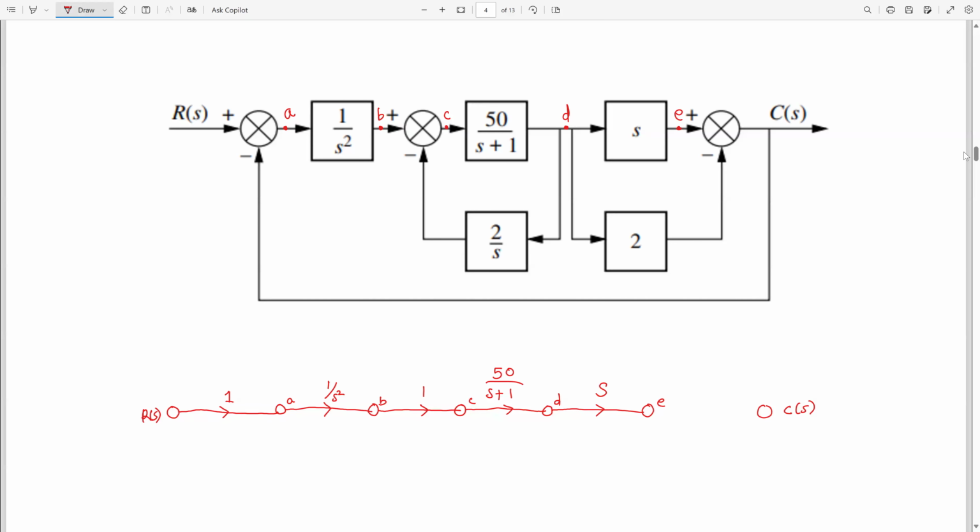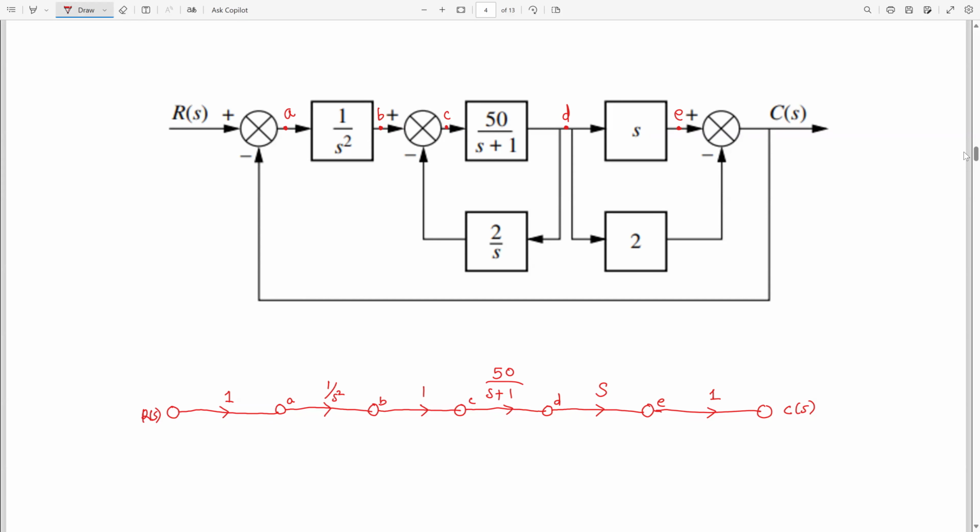Then from here, there's a summing junction, and the output of that summing junction is the C of S. The input is the signal E here. So we draw E, with a transfer function of 1, because the transfer function of a branch is 1. Okay. Now we are done with the forward path. So the rest becomes easy for us.